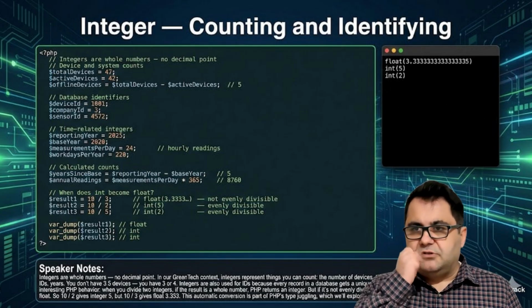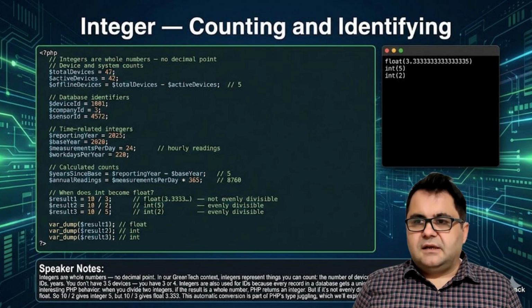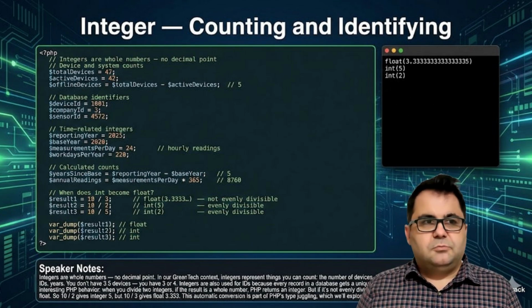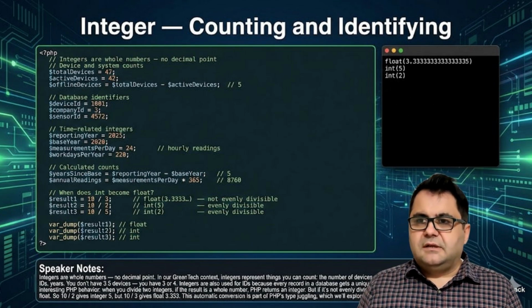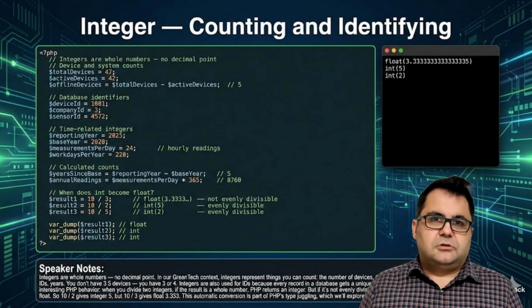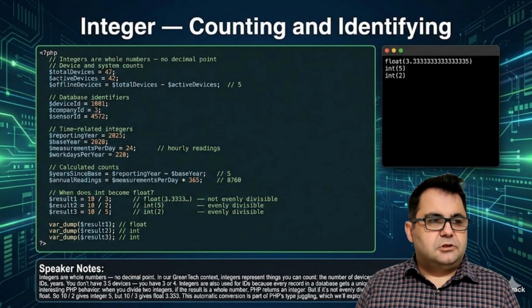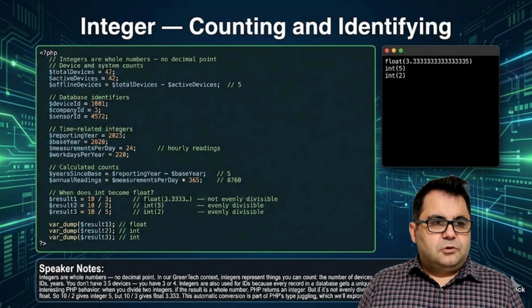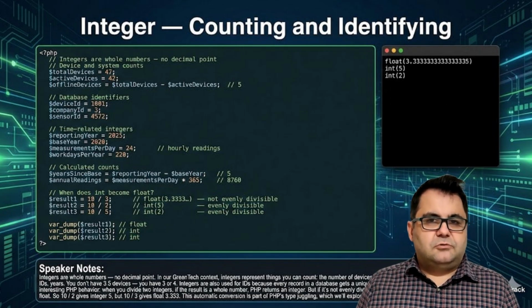Integers are whole numbers, no decimal point. In our GreenTech context, integers represent things you can count. The number of devices, the number of sensors, database IDs, years. You don't have 3.5 devices, you have 3 or 4.